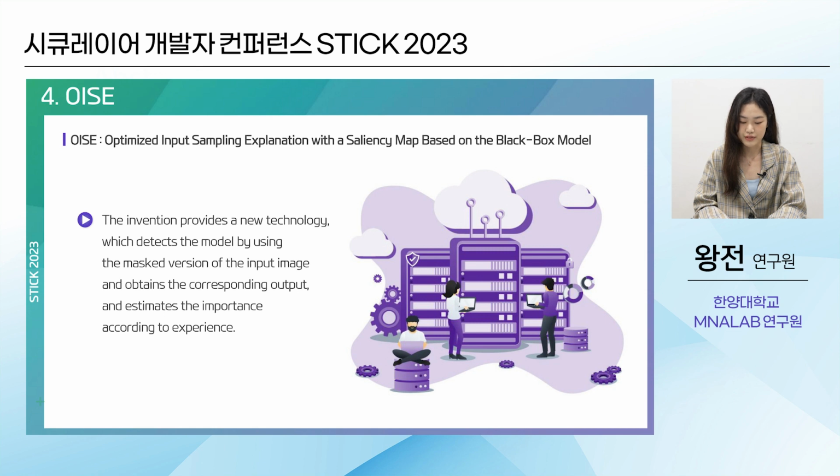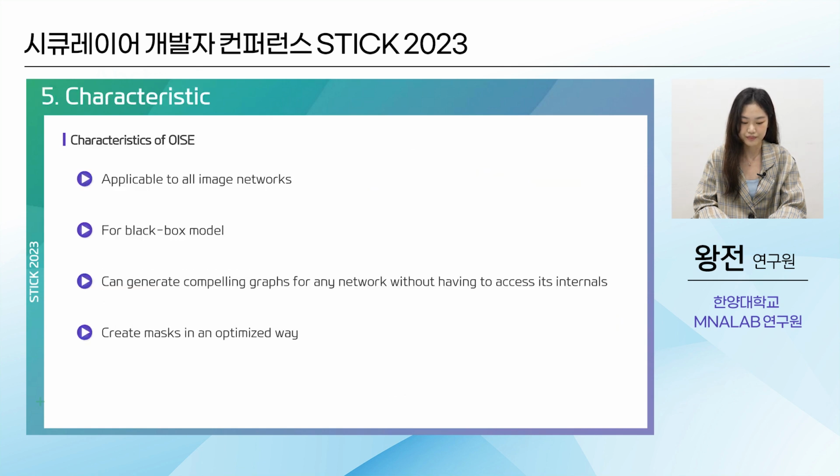So we propose a new technique, OISE, optimized input sampling explanation, with a salience map based on the black box model. The pixel importance is obtained by feeding a masked version of the image into the model, and it is then visualized to obtain the salience map. These are the characteristics of the technology. It's considered a complete black box model, and it can generate an importance map for any network without accessing its interior and doesn't need to be re-implemented for each network architecture.